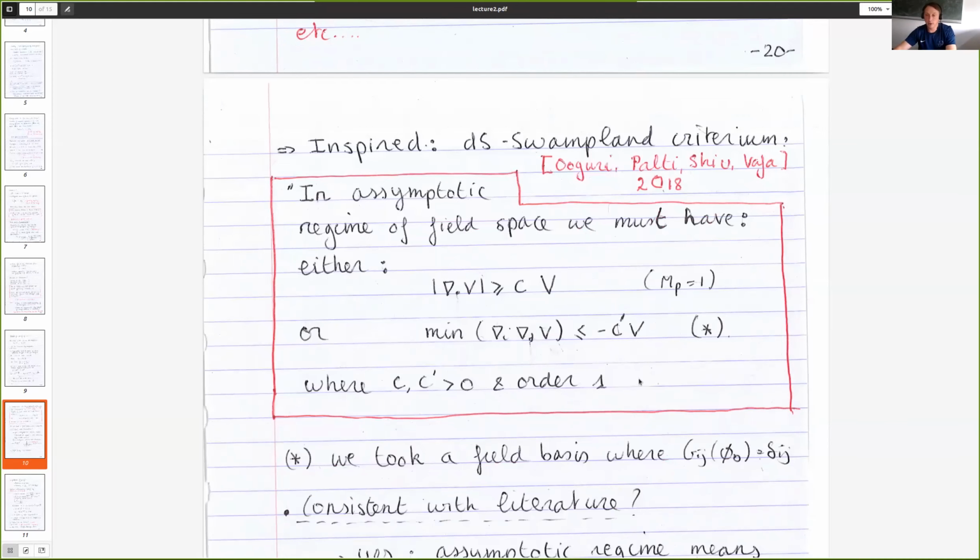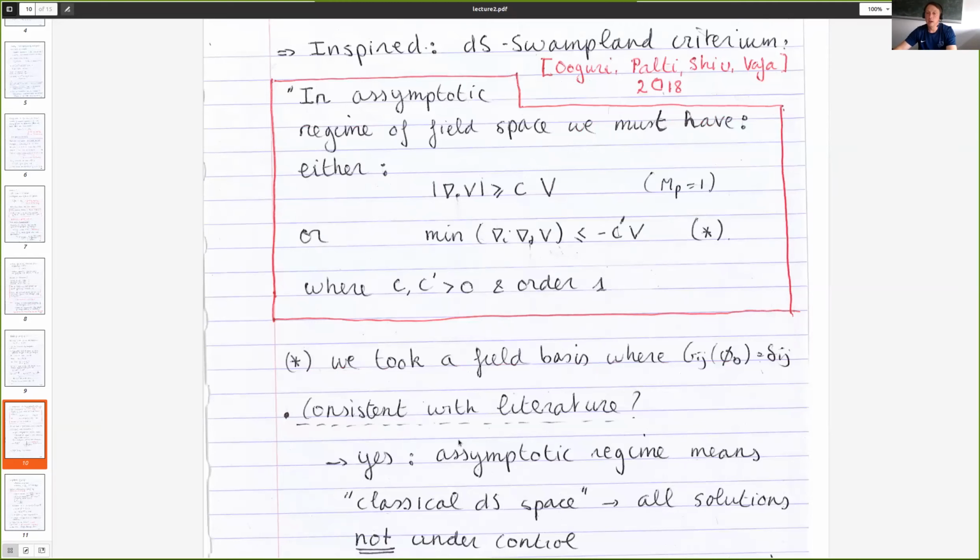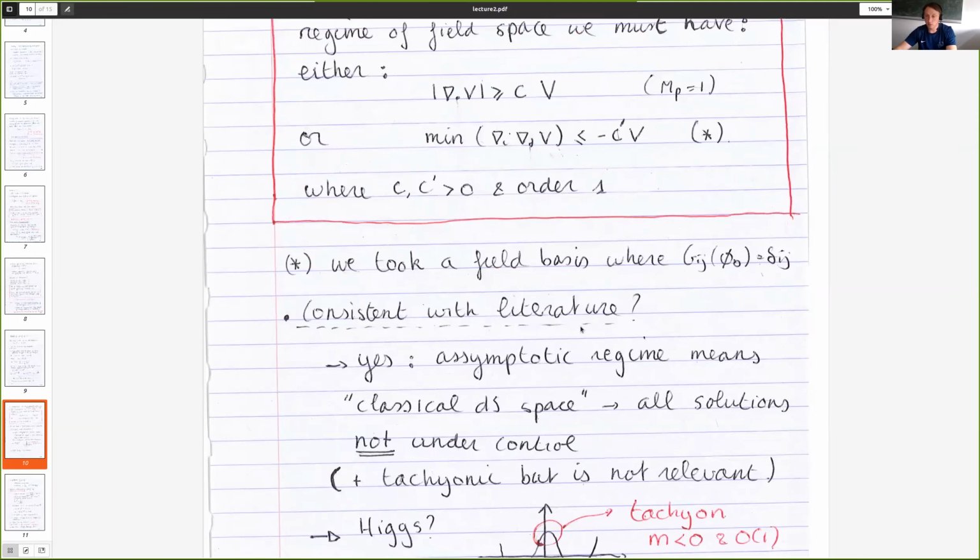Okay, by the way, a very technical remark. To make sense out of this expression, it means that I went to a field basis at the critical point where the scalar metric can be diagonalized into the identity matrix. Okay, as I said, and then I finish my lecture. This is consistent with the literature.